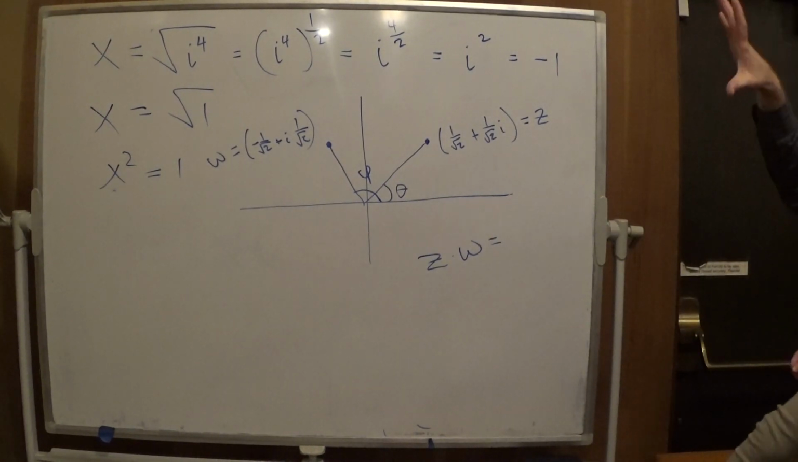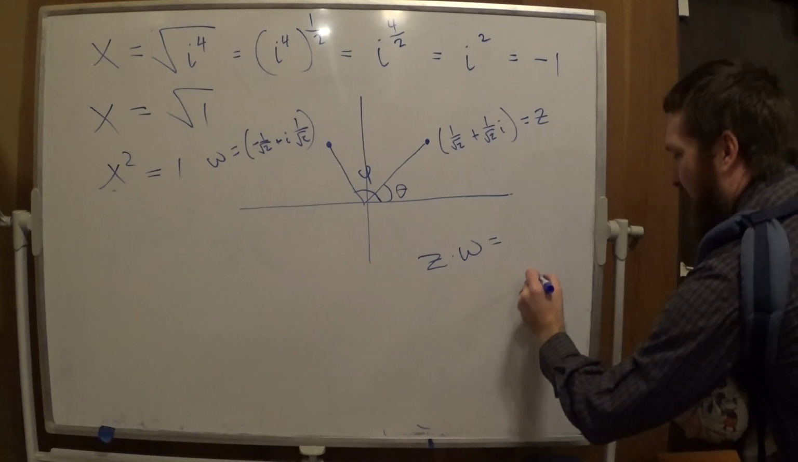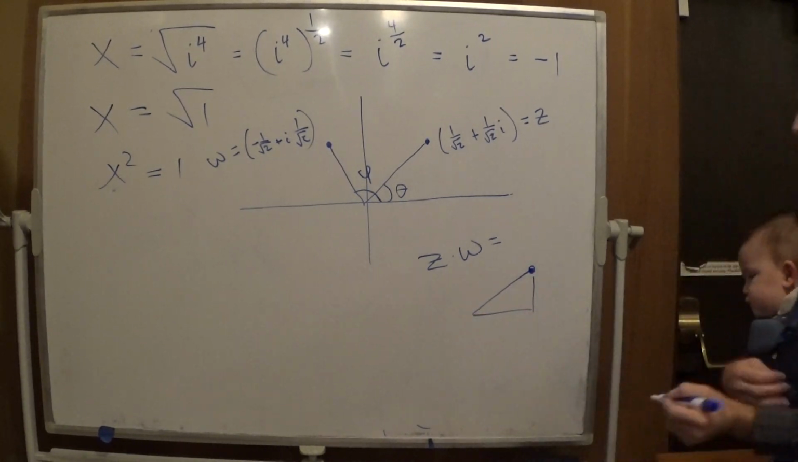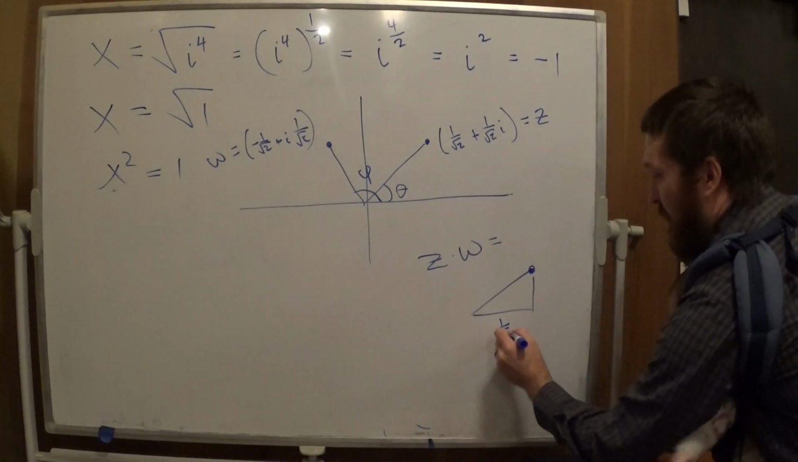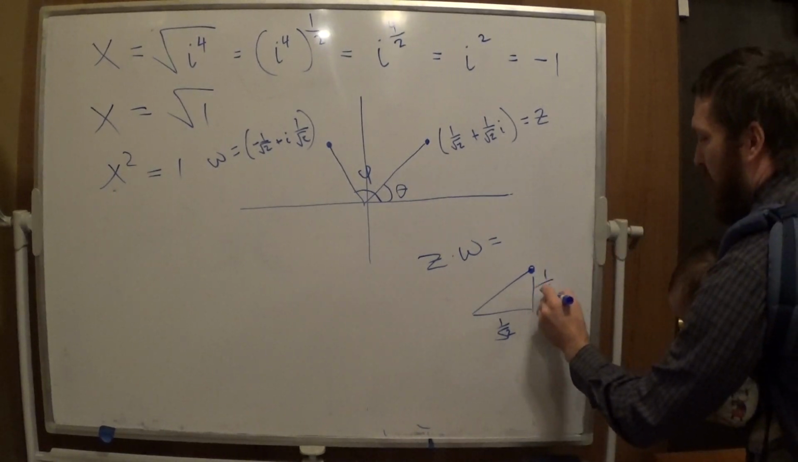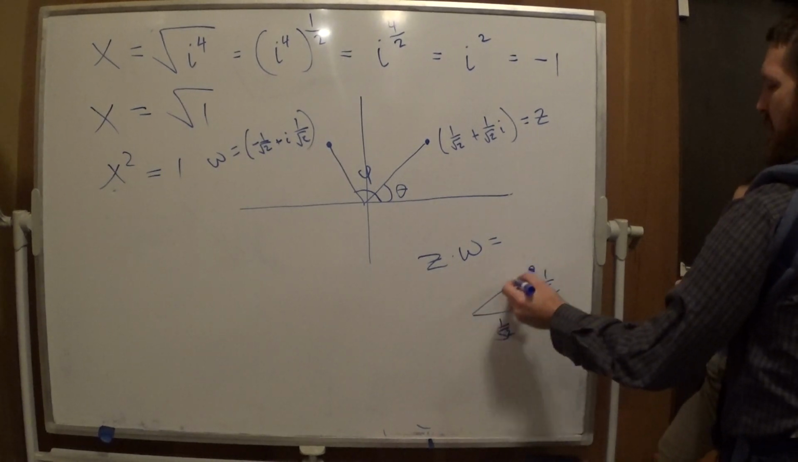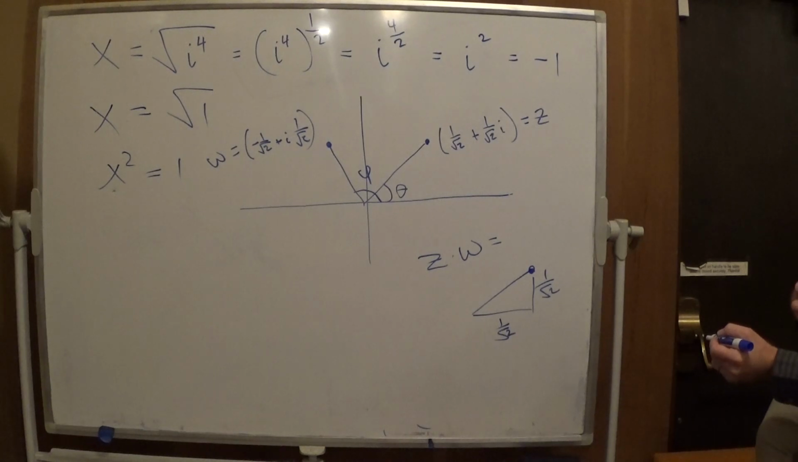Think about if that were a triangle. What would the sides be? So let's do it this way. This guy lives here. That base would be 1 over root 2, and the height would be 1 over root 2. And what would the hypotenuse be? The square root of 1 over root 2 squared plus 1 over root 2 squared.